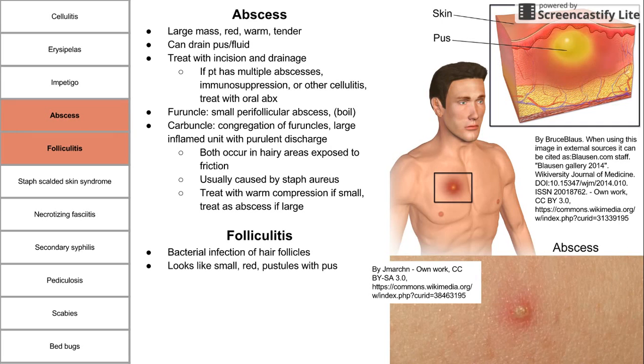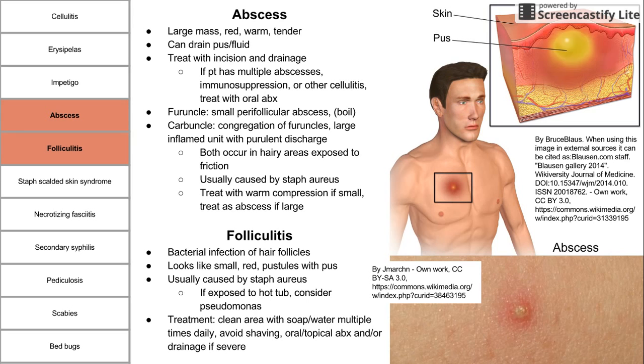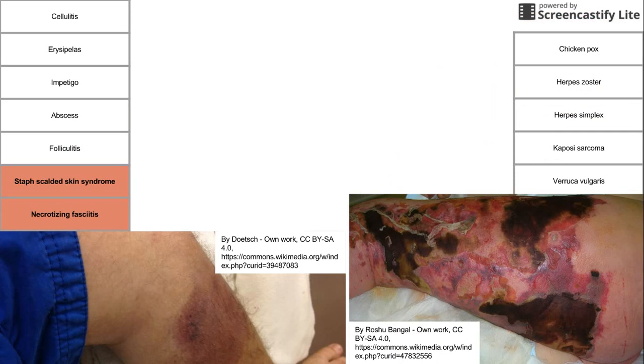Folliculitis is similar. It's an infection of a hair follicle. It looks like a small red pustule with pus. It's usually caused by Staph aureus, and if a person has folliculitis after being in a hot tub or in warm water, you want to consider Pseudomonas. That's a bacteria that's often present in hot tubs. Treatment for folliculitis is to clean the affected area with soap and water multiple times daily. You want to avoid shaving that area because that could be the cause of folliculitis. You can also administer oral or topical antibiotics or drain if it's severe.